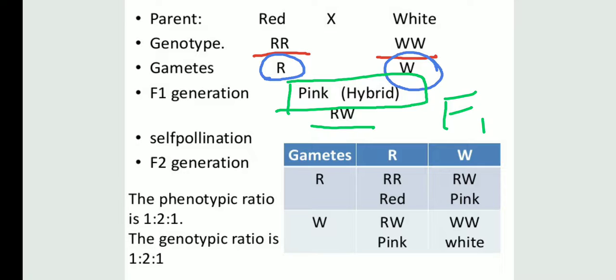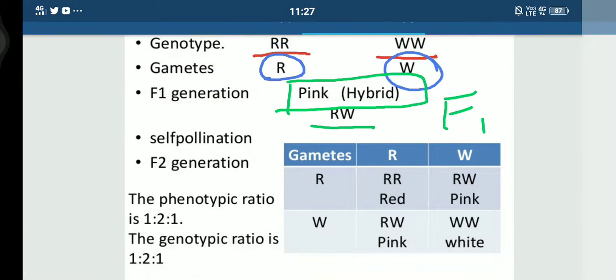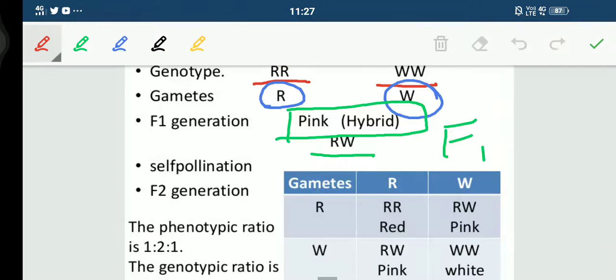Similarly, when this capital R gets fused with this W, then it is, see, I'm going to show you with the help of the color. Look, these are the gametes. One represents the male, another represents the female.